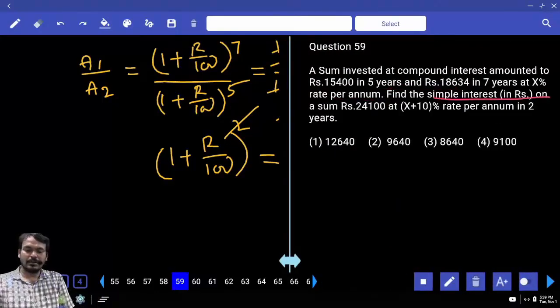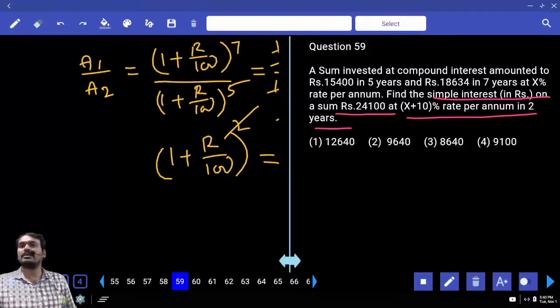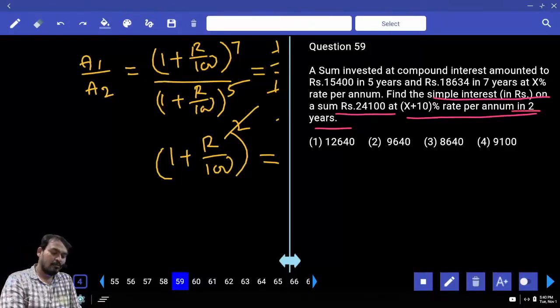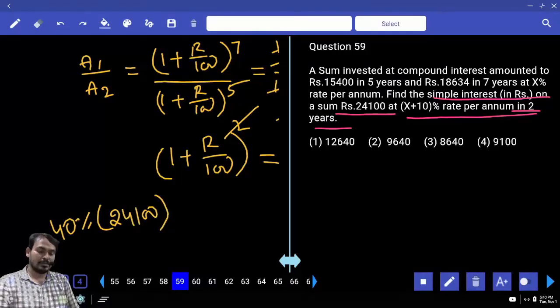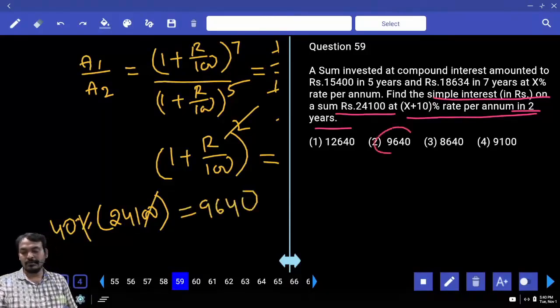Next. What is the question here? Find the simple interest on a sum of 24,100 at x plus 10% rate per annum in how many years? 2 years. Already the x value is 10. 10 plus 10 is 20. 20% for 2 years means simple interest 40%. Simple interest 40%. 40% of which value? 24,100. The percentage's 2 zeros are cancelled. 4 into 241 is 9640. Which option? The second one.